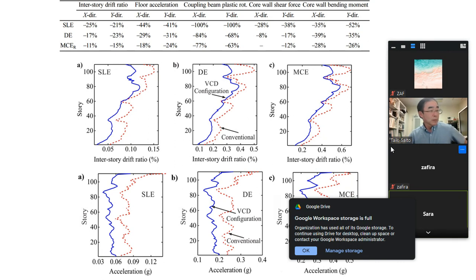SLE means service level earthquake. It is ground shaking without damage. DE is design level earthquake. It is ground shaking with damage but without causing extensive loss of life. MCE is with collapse potential, with extreme damage.